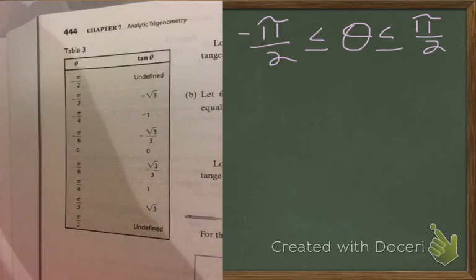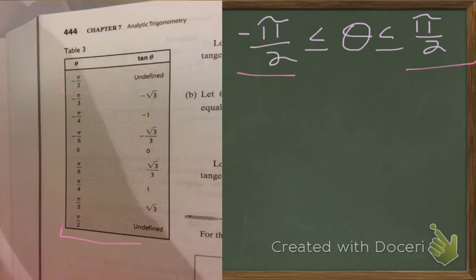Here, with inverse tangent, it is very similar to inverse sine in the fact that we have still negative pi over 2 to pi over 2. Okay? Now, a little bit different here is if we end up with negative pi over 2 or pi over 2, we end up with an undefined answer.